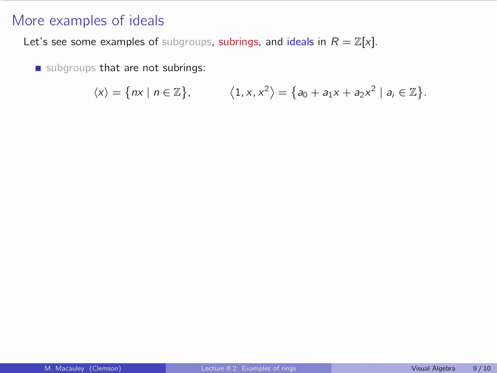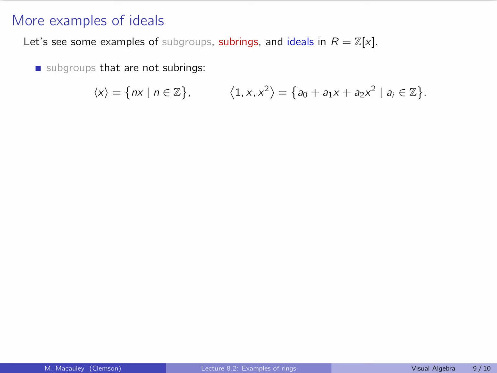Let's start with subgroups that are not subrings. So if you think about this set of polynomials just as a group, then X generates a subgroup. This is an additive group, so we just take X and we add it to itself as much as we want, and its negatives, which are its inverses. So that consists of all integer multiples of X. And that's a subgroup, but it's not a subring because it's not closed under multiplication, because X times X is not in this set.